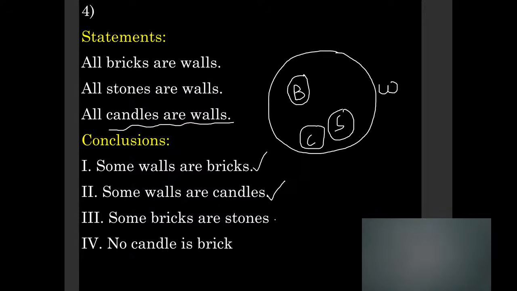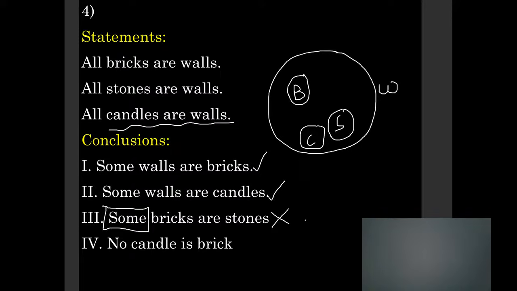Okay, next. Some bricks are stones. Here both are not intersecting. Some means it should intersect, but in our diagram they are not intersecting. So as they are not intersecting, some bricks are stones is wrong. When it is wrong in one situation, you can directly take it as false.